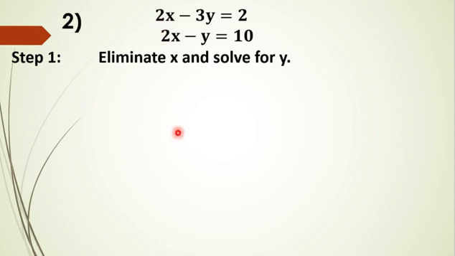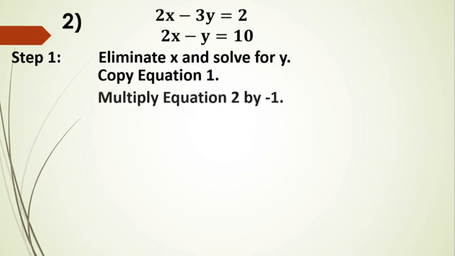So say for instance, we will copy equation 1. And we will manipulate the second equation in such a way that the variable x will be eliminated. Saan natin dapat i-multiply ang positive 2 para maging negative 2? Eh di sa negative 1. So, we will multiply equation 2 by negative 1. So, these are our plans for step number 1.